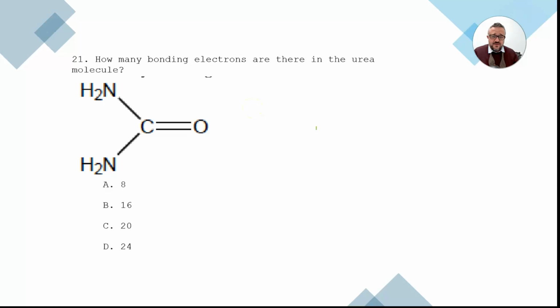So this is a nice fun question. How many bonding electrons are there in the urea molecule? Here it is here. And there's so many places to go wrong. It's fun though. It's simple, it's straightforward, but there's some tricky bits to it. So we could look at this molecule and be like, sick, that's it. 1, 2, 3, 4. And each one of these is a pair of electrons, right? So they go 8, bang, done.